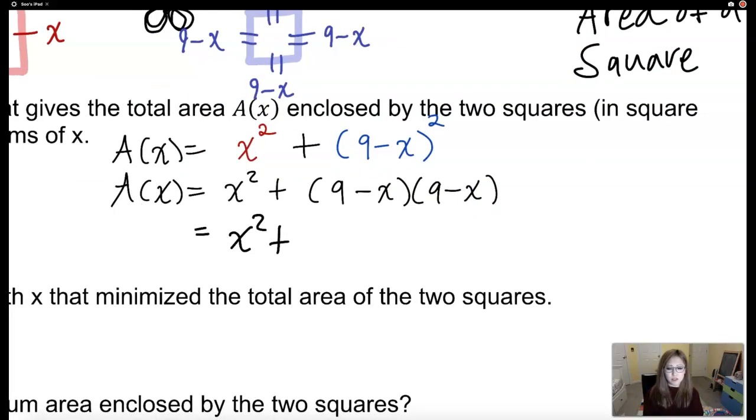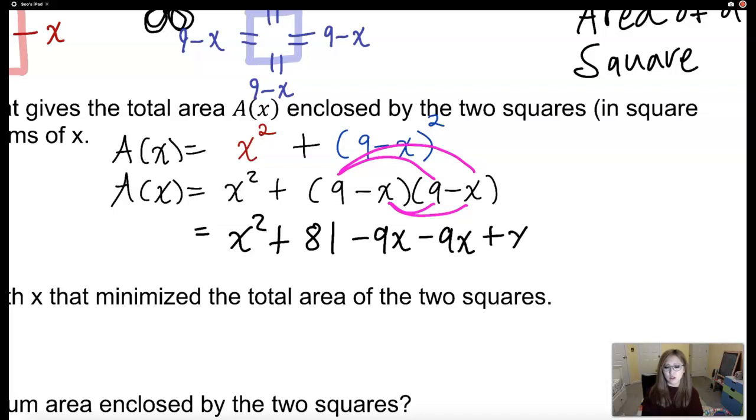x squared plus, if I multiply 9 times 9, I will get plus 81. Next is 9 times negative x, that will be negative 9x. Next one, negative x times 9, negative 9x. And lastly, be very careful with the signs here. Negative x times negative x is positive x squared.